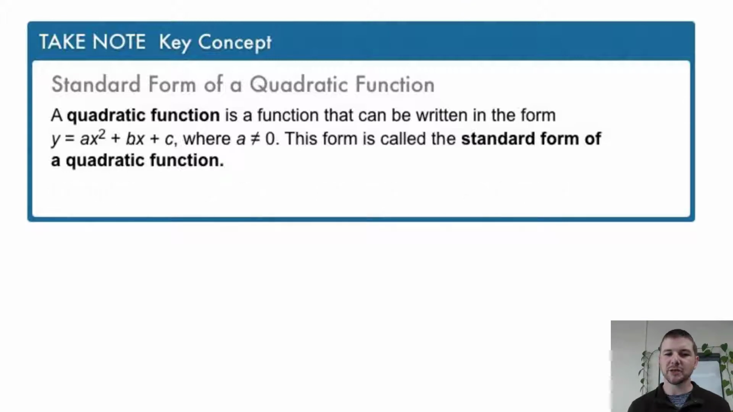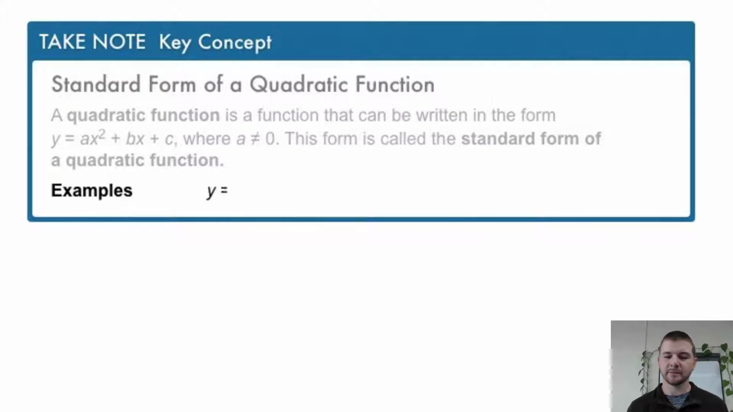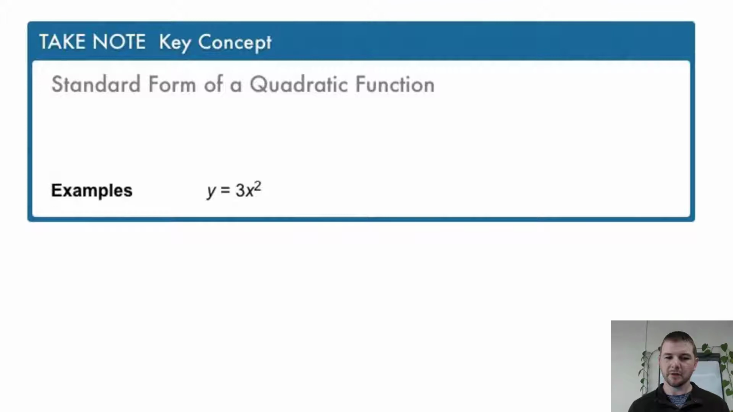A quadratic function is a function that can be written in the form y equals ax squared plus bx plus c, where a does not equal 0. This form is called the standard form of a quadratic function. Some examples include y equals 3x squared, y equals x squared plus 9, and y equals x squared minus x minus 9.